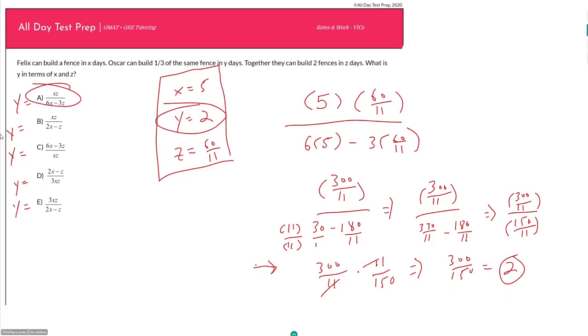You can test the rest of the choices if you want to make sure they don't give you a value of 2. But like I said, when I'm taking a test, once I get the outcome I'm looking for, I stop and I move on. A.